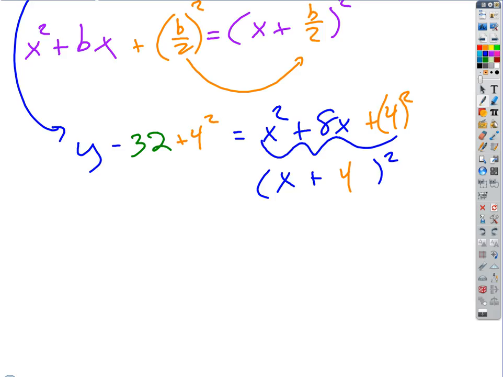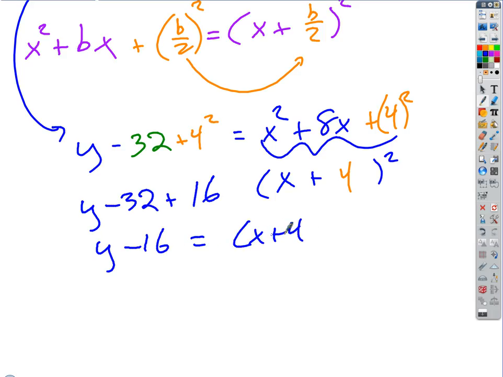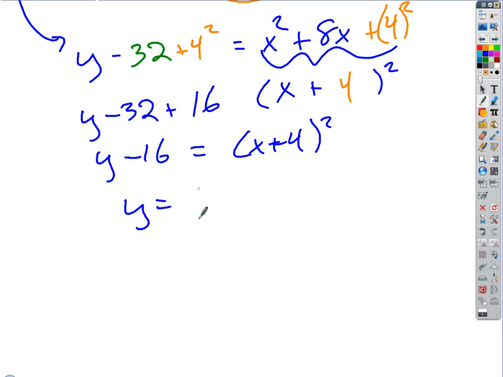So meanwhile, on the other side, what have we got? y minus 32 plus 16 is what? Yeah, y minus 16 equals all this stuff, my x plus 4 quantity squared. So what do I do? Add 16 and we are done. Okay, that's it. It's in vertex form. Okay. All right, maybe we have time for one more.